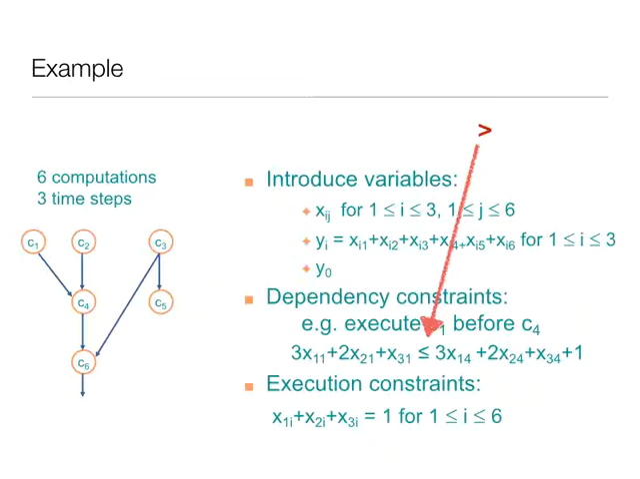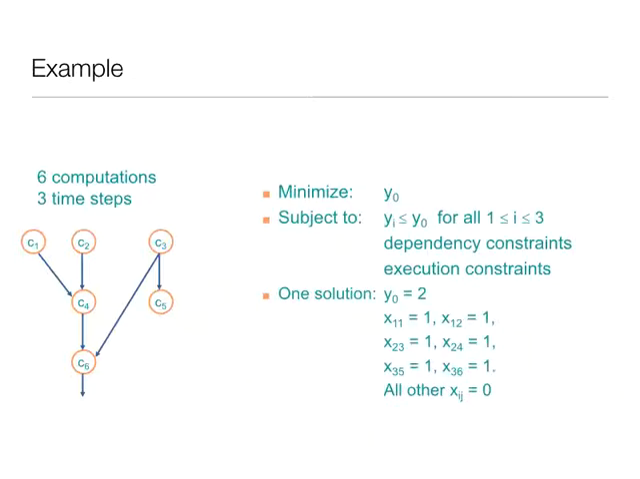And since I have 1, 2, 3, 4, 5 edges, I'm going to have 5 such constraints in my system. And so with that, my scheduling problem becomes: minimize y0, subject to yi less than or equal to y0, all the 5 dependency constraints, and all the 6 execution constraints.